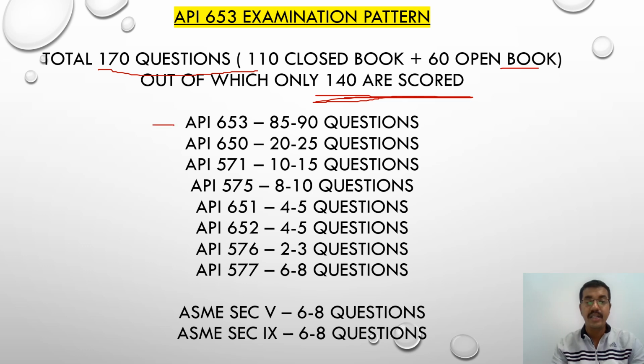For 653, it is 85 to 90 questions, 650 is 20 to 25 questions, construction. 571, 10 to 15 questions, 575 inspection 8 to 10 questions, 651 cathodic protection 4 to 5, 652 4 to 5 questions, 576, 577 2 to 3, and section 5 and section 9 is 6 to 8 questions. So these are very common.